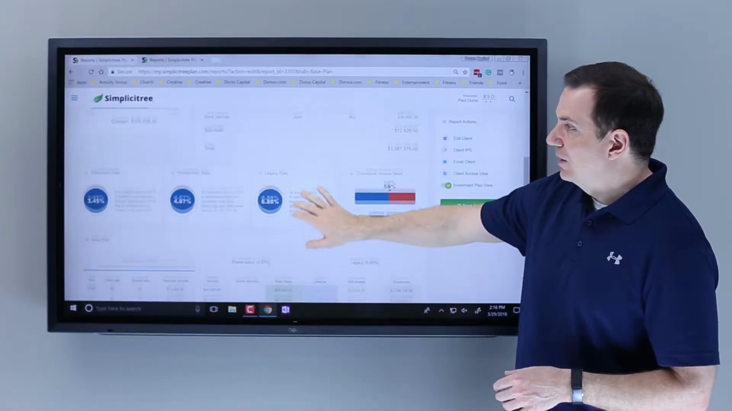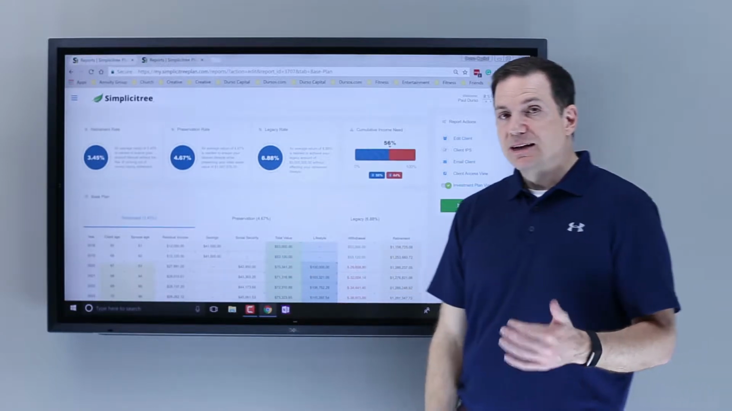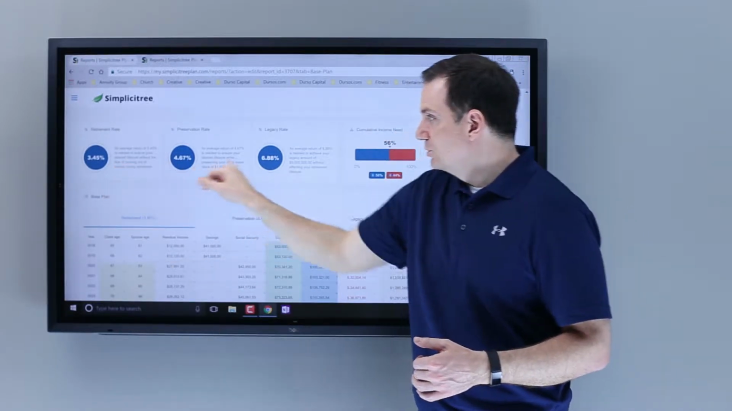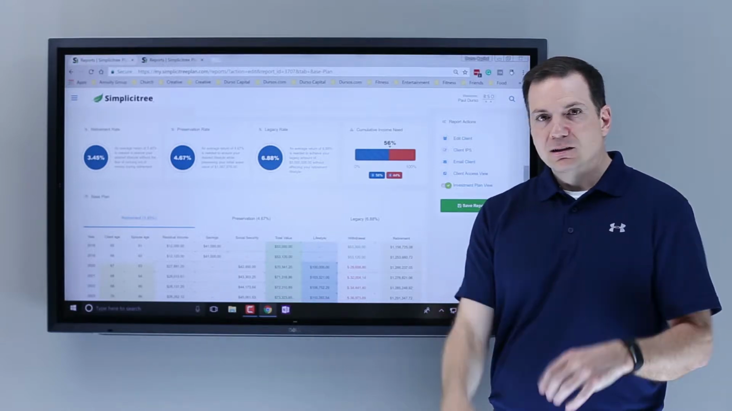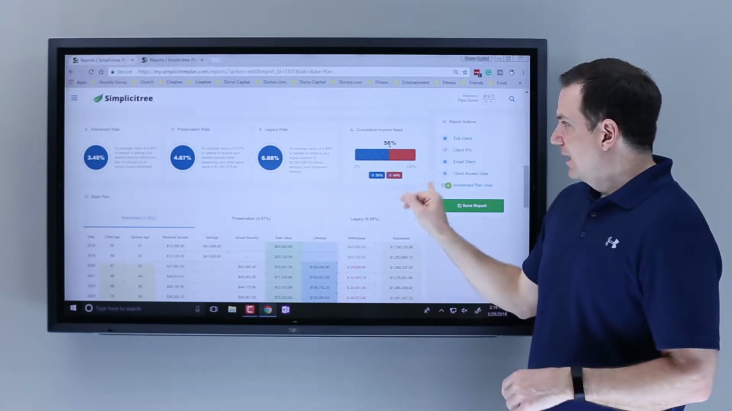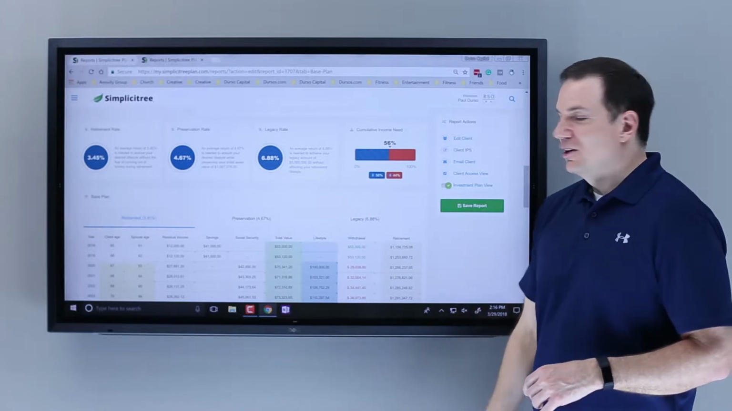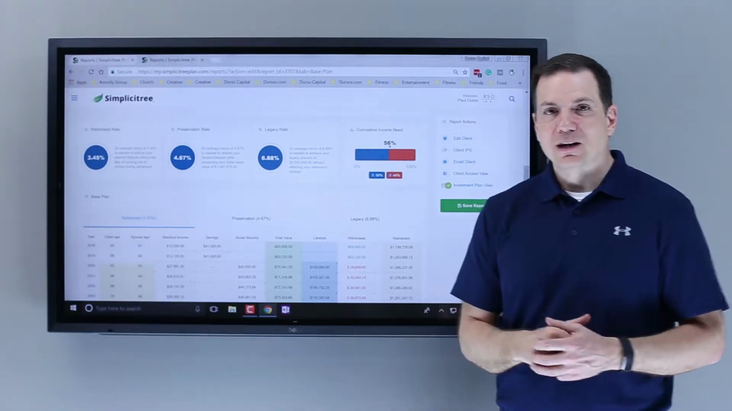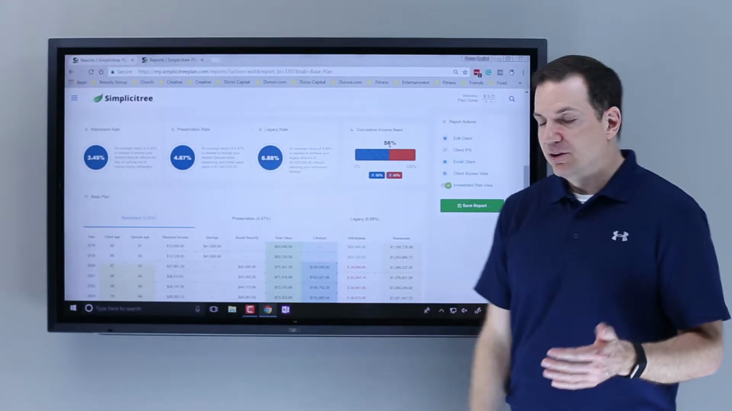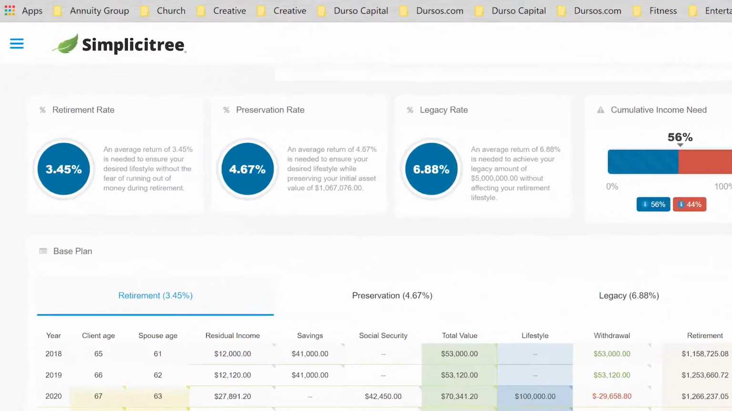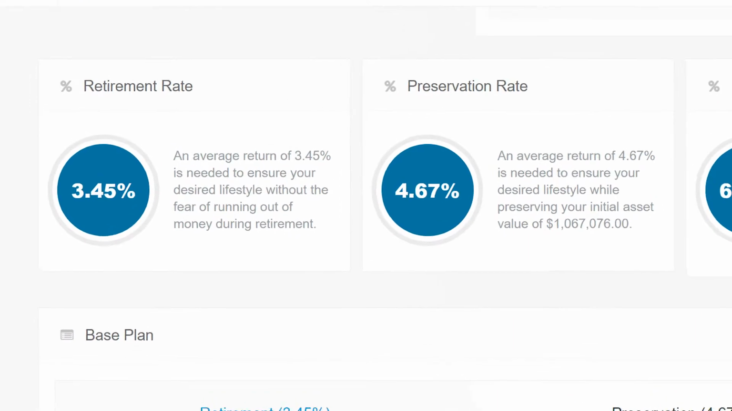Another thing that I want to talk about where our software is a lot different is what you're going to see, these blue circles right here. They represent really the meat of this scenario. I don't want to soft sell the cumulative income need, which we're going to talk about in a second. But these three rates we're going to talk about very, very quickly. The first one is what we call the retirement rate.